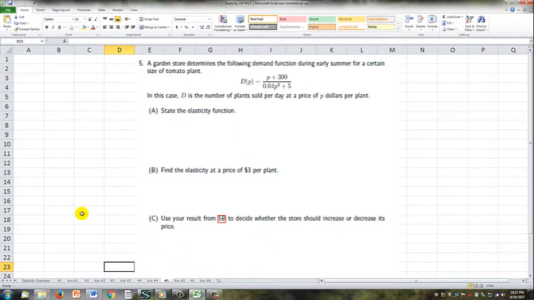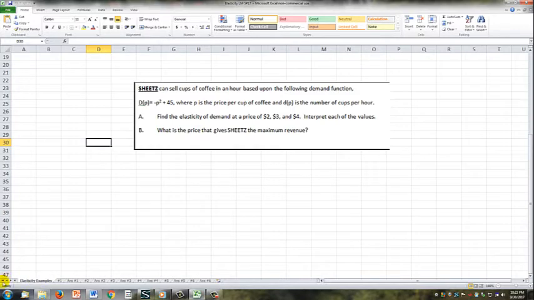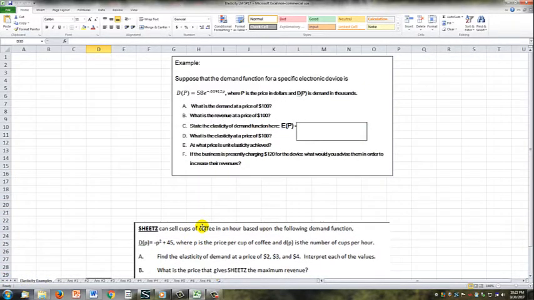So let's look at an example. Go back to the very beginning. This is the sheets example. This first one is just a general example about an electronic device. It says, suppose the demand function for a specific electronic device is D of P equals 58e to the -0.00912 P, where P is the price in dollars and D of P is the demand in thousands. So just like before, P is price and D of P is quantity, but it's our demand function.